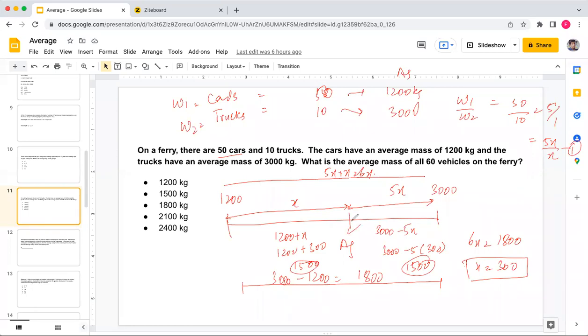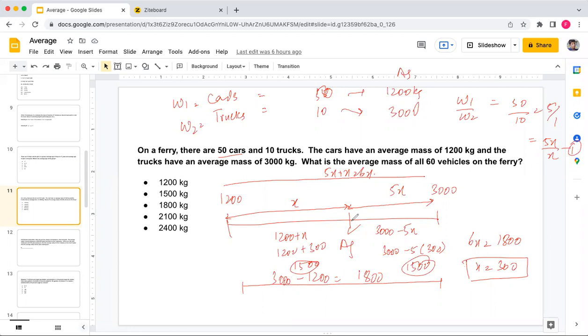Isn't this a bit quicker? Not a bit, a very quick method. And the same method will be used for averages as well as for the mixtures questions when we move forward. Okay, is this method understood to everyone till now?